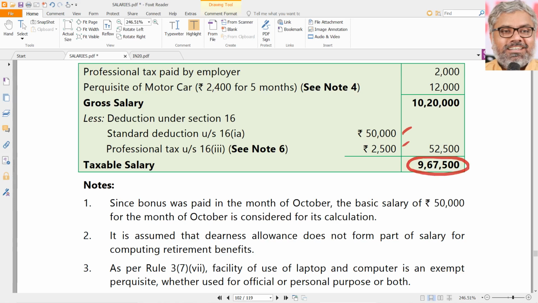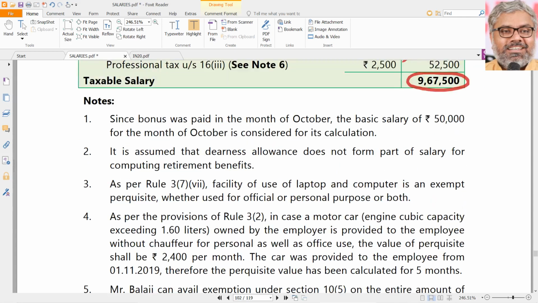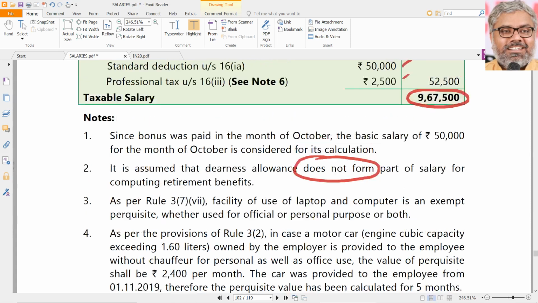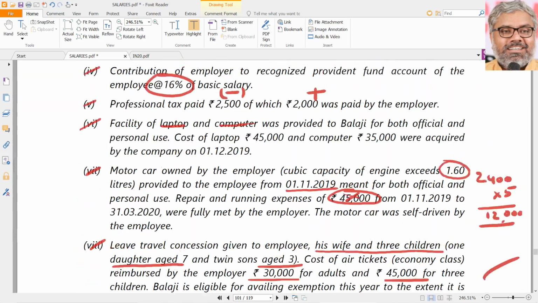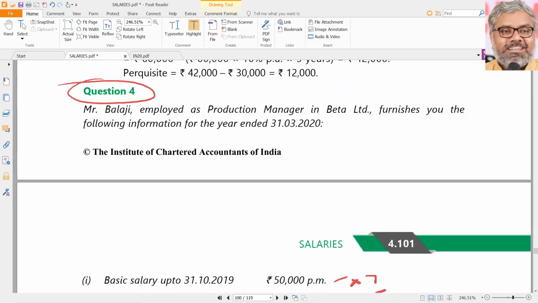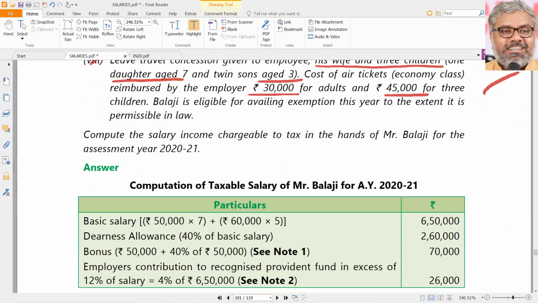After all this, finally the taxable salary is 9,67,500 rupees. And very important once again, DA does not form part of salary is the assumption that you have to write. Blindly you just do something and throw it at the examiner and expect marks. It will not happen like that. You have to clearly write the assumption whether you are assuming DA to be forming part of salary or not.